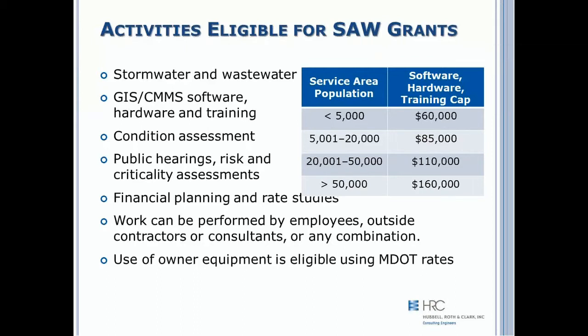thereof. If you're using your own staff, the costs that would be eligible are wages plus fringes of up to 40%. But those staff must be specifically working on eligible activities. You may also use your own equipment. If you have an existing Vactor truck or TV truck, you may use that and charge back the cost to the grant using MDOT equipment rates.